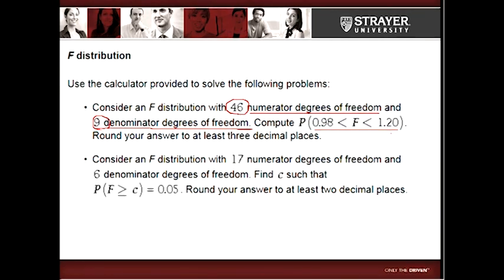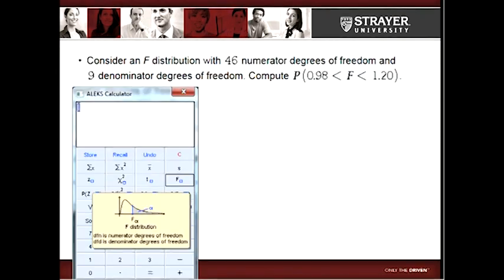This is a lot like the normal distributions that we did earlier on, back in week 4, I think. So we're going to determine the probability of F being between these two values. So this is two different problems, so let's go and look at it.